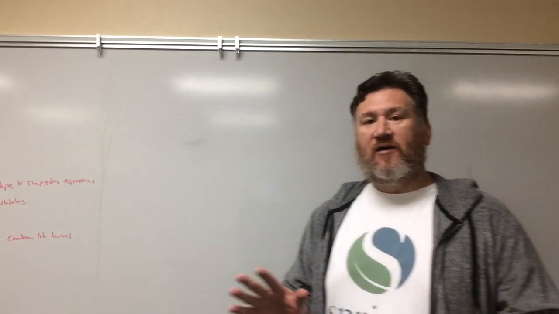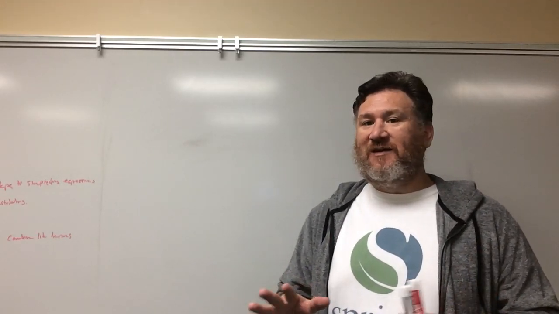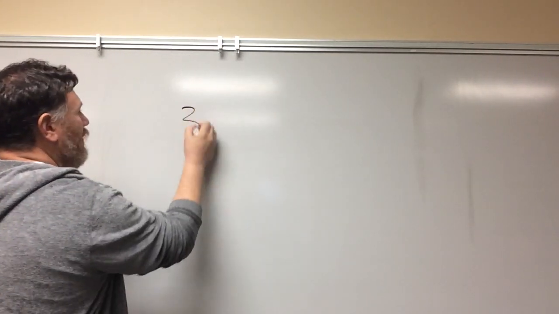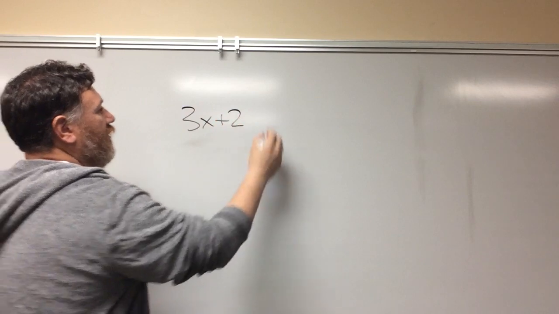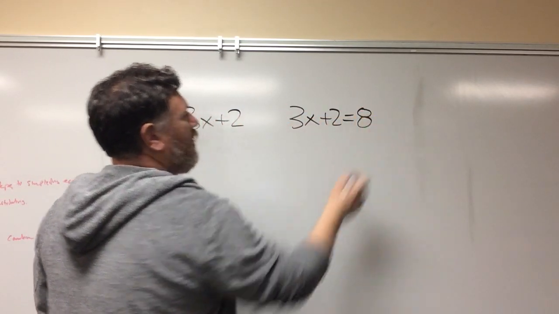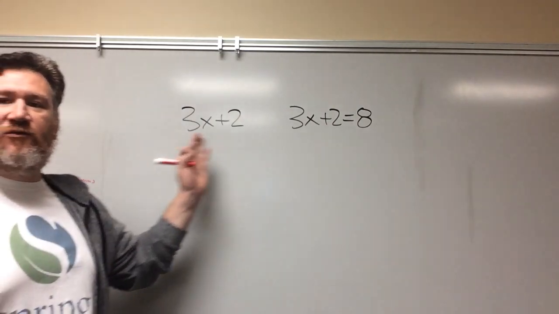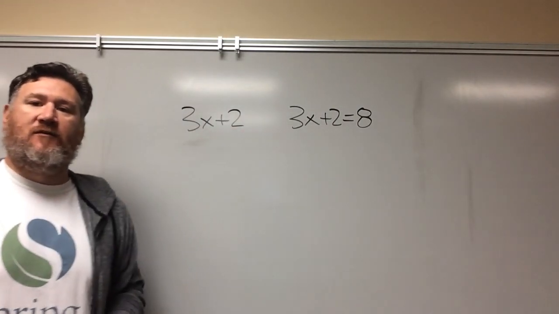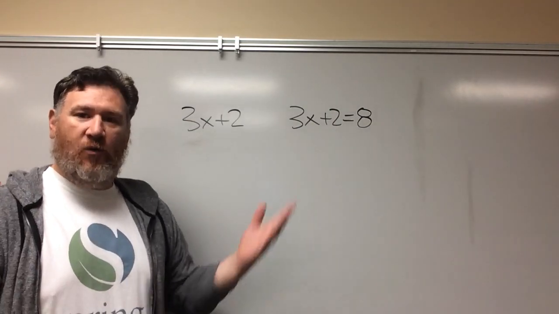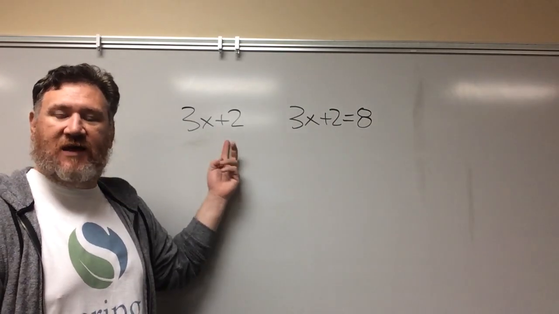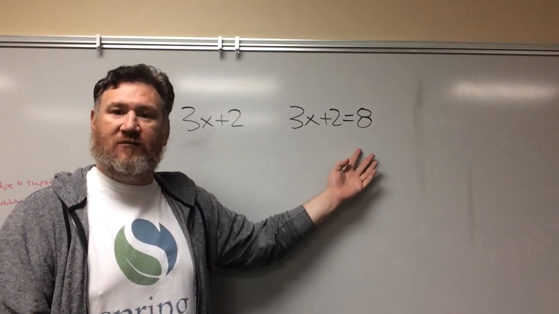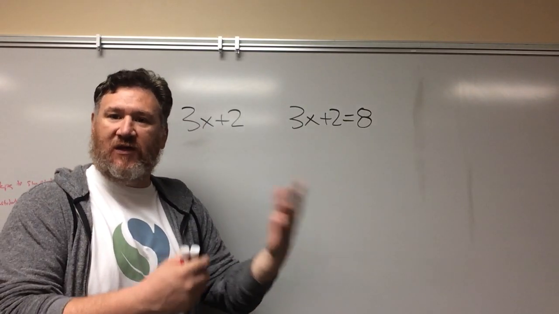So an expression and an equation are very similar, but they're also very different. If I were to give you 3x plus 2 and 3x plus 2 equals 8, what is the difference between the two things that I've just written down here? One of them has an equal sign and one of them does not, okay? So an equation will always have an equal sign. That's why it's an equation, because of the equal sign.